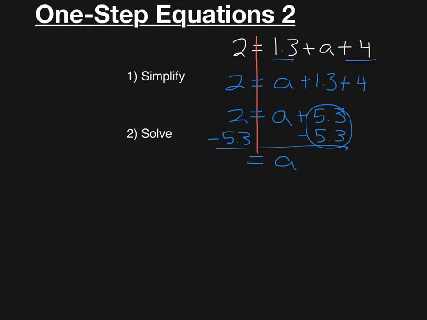Now, I'm going to work that out over here. 2 minus 5.3. I can think about that as 2 plus negative 5.3. And these have opposite signs. So what I'm actually going to have to do here is do some subtraction. 5.3 minus 2, we can make that 2.0. That's going to give me 3. There's my decimal. 5 minus 2 is 3. So my answer is going to be negative 3.3. A equals negative 3.3. And that is my answer.